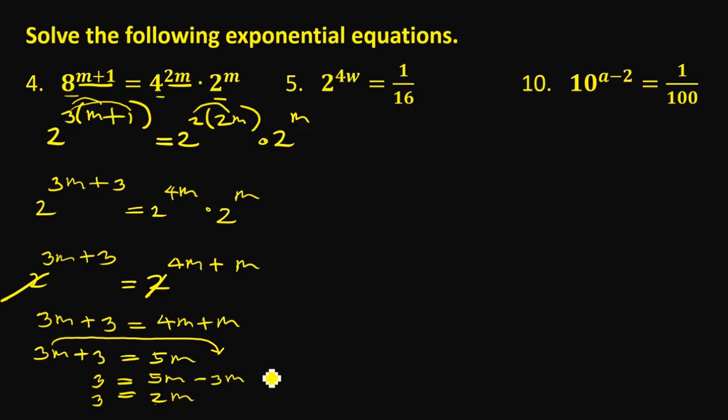Next, we're going to solve for m. We can arrange that as 2m equals 3. To solve for m, divide both sides by 2. Cancel. So therefore, m is 3 halves, or 3 over 2.